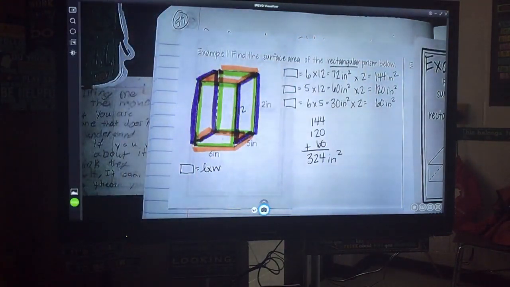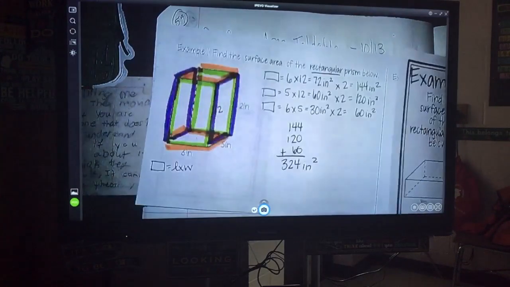So if you were to do regular area, like 6 times 5 times 12, you definitely get a volume answer. Yes, because you just found the volume. 6 times 5 times 12 is the volume of a 3D shape. Good question. Nothing wrong with that.